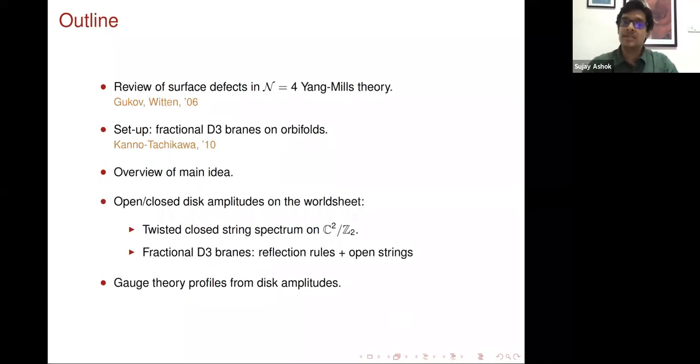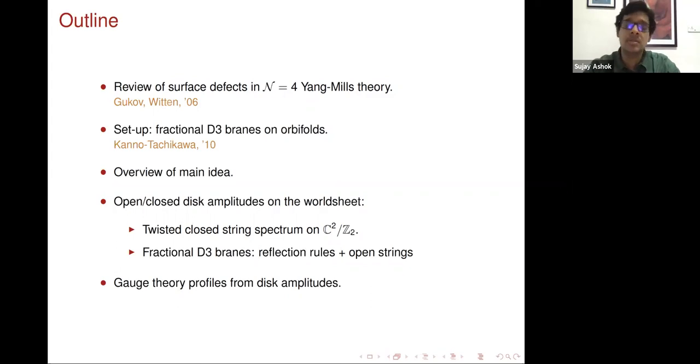So I'll give you a brief outline of the talk first. I'll first review what Gukov-Witten surface defects are in the context of N equals 4 Yang-Mills theory. So almost a third of the talk will be this review. We'll try to review the properties of the defects that we hope to describe using string theory. And then we'll give you the main setup.